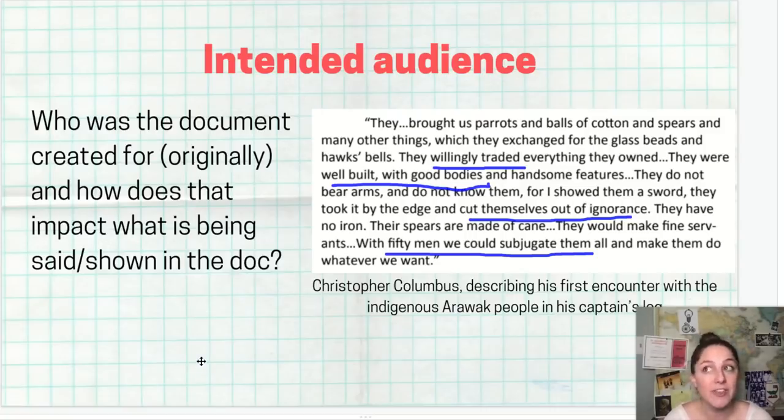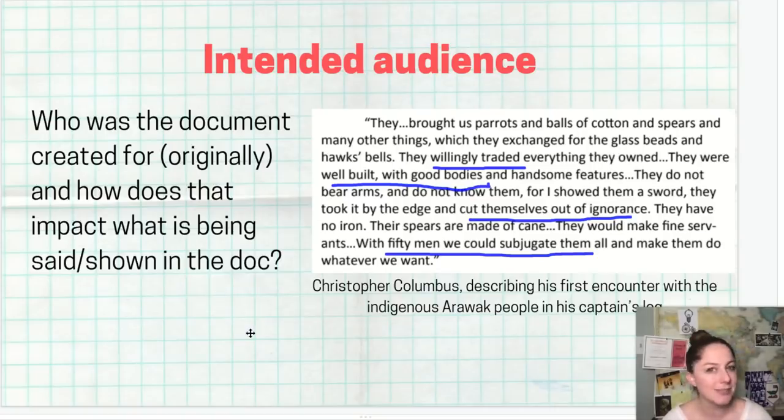You were just given a lot of money by the King and Queen of Spain to go on this random journey trying to find India, and they're going to want to make sure that you were doing that efficiently, using your resources well, and that you were a good leader. And one of the sources they're going to look at is your captain's log. So with that intended audience in mind, the king and queen giving you money, it makes sense that he might be exaggerating just how willingly they gave away everything they owned.